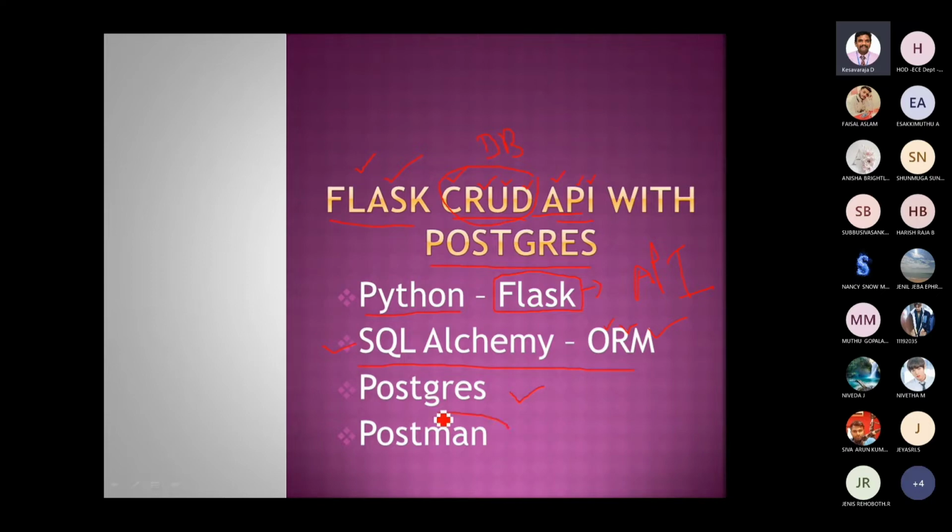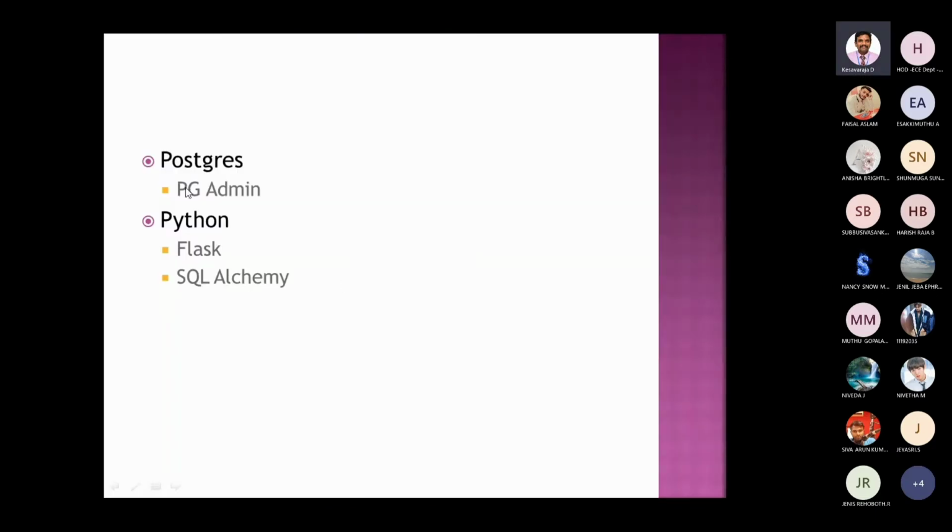Then at last, for testing our API, whether the API is working properly or not, we use a software called Postman. So here we need the first software, Postgres, for the database. For verifying Postgres, we are installing one more software called PG admin. After that, we are installing Python. So 1 for the database, 2 for PG admin, just an IDE, integrated development environment, for viewing our database.